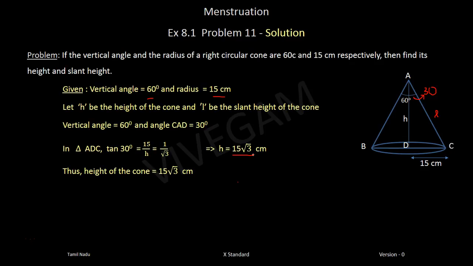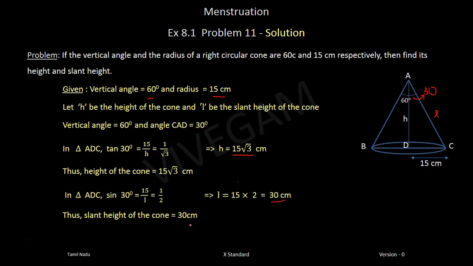Now, in the same triangle ADC, what is sin 30? Opposite by hypotenuse. What is opposite? 15 centimeter. Hypotenuse is the slant height L. So, sin 30 is 15 by L and that is half. So, L will come up, 15 into 2 is 30. So the slant height is 30 centimeter. Thus, the slant height of the cone is 30 centimeter and the height of the cone is 15 root 3 centimeter.